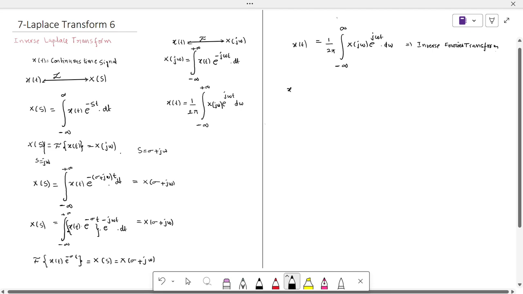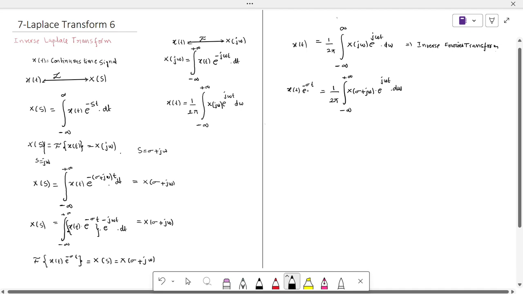So the signal in time domain x of t into e power minus sigma t is the inverse Fourier transform of 1 by 2 pi integral from minus infinity to plus infinity of x of j omega, which is the Fourier transform of x of t. What is the Fourier transform of x of t into e power minus sigma t? This is x of s. So here I am writing x of s equal to x of sigma plus j omega into e power j omega t into d omega.